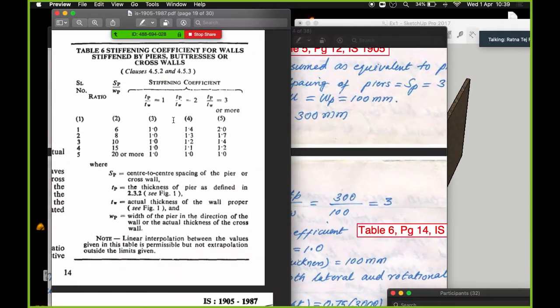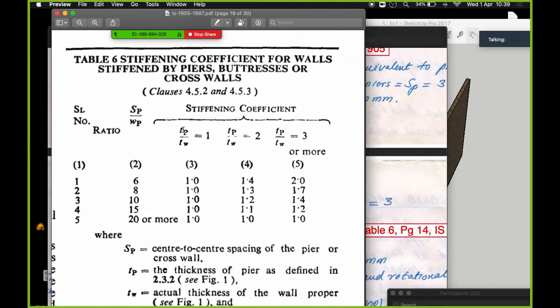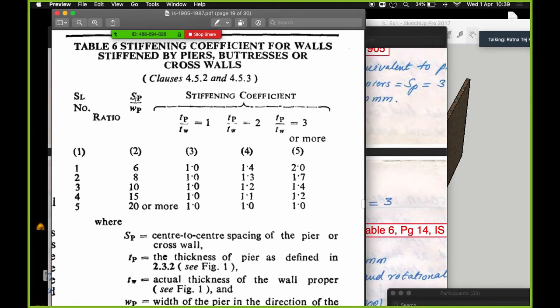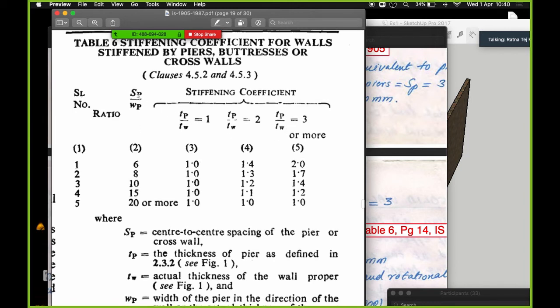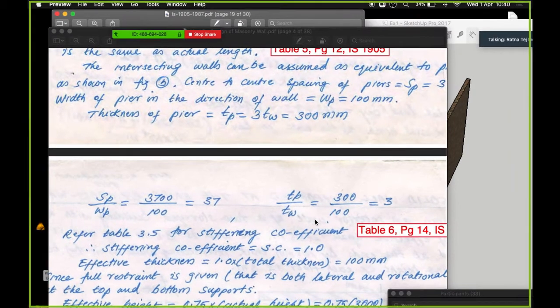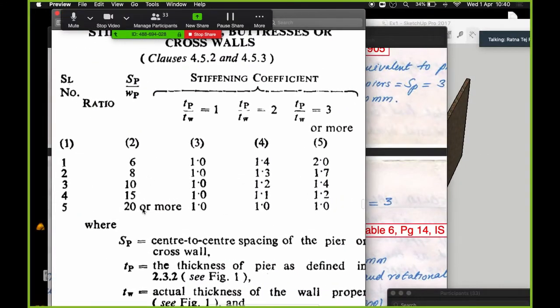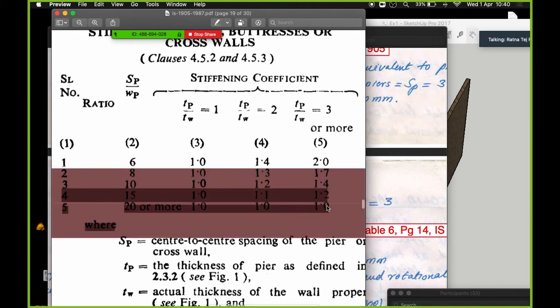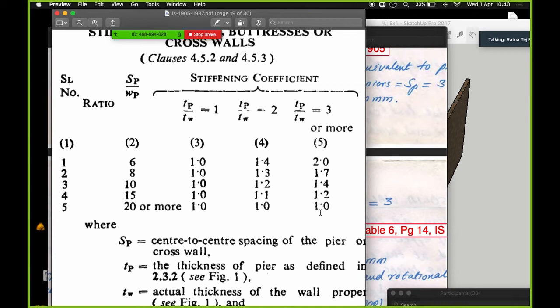If you look at table 6, let me just brief you with table 6 here. There's something called stiffness coefficient, and the stiffness coefficient is dependent upon the ratio between the thickness of the pier, that is TP, and the thickness of the wall, that is TW. Now if TP by TW is 1, 2, 3 or more, you have appropriate stiffness coefficients that you will have to multiply to your actual results. So you will have to find the value coinciding with the slenderness ratio, which in our problem is 37, and the thickness ratio, which is 3. The slenderness ratio 37 is greater than 20, so we'll consider the last row, and the ratio is 3, so we'll consider the last column, that is 1. You have 1 as the stiffness coefficient for that particular criteria.